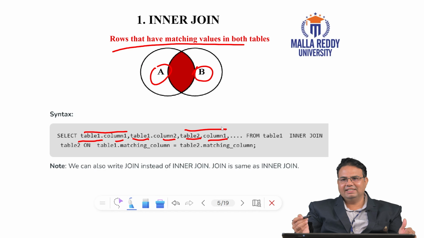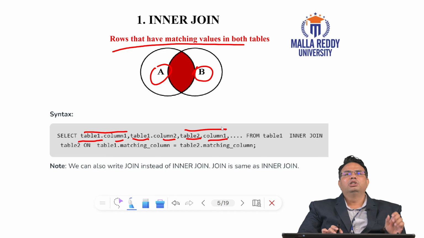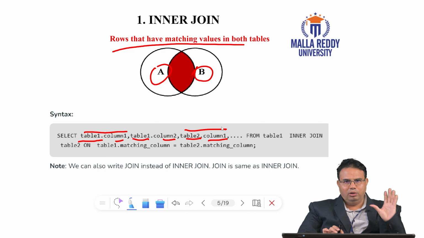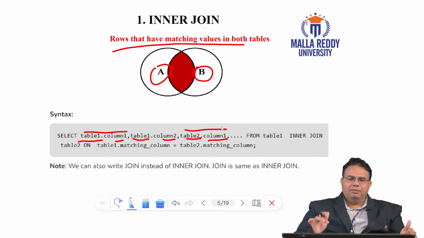So table 1 is getting inner join with table 2 on a condition. The condition is very important in joins: table 1 dot matching column is equal to table 2 dot matching column. So what is this matching column? It is mandatory in joins to have one common column in the two tables with the same values. Okay. Note that in every join, we can also write join instead of inner join. Join is the same as inner join.